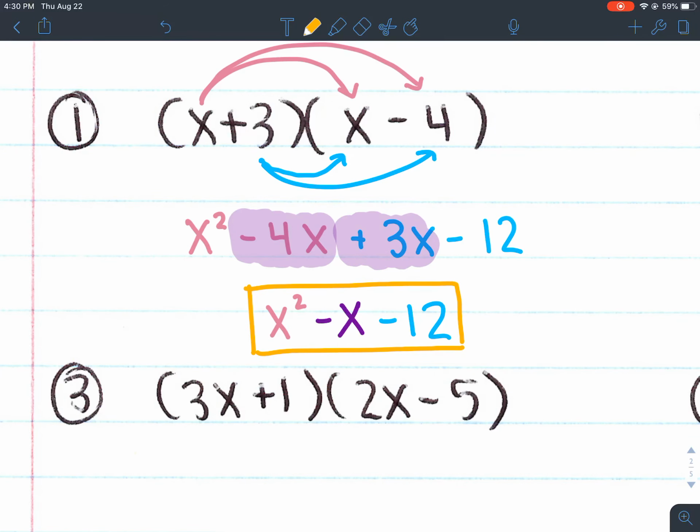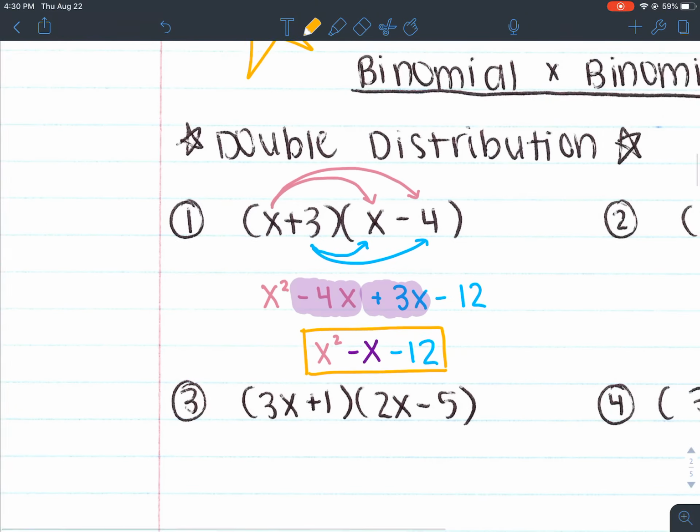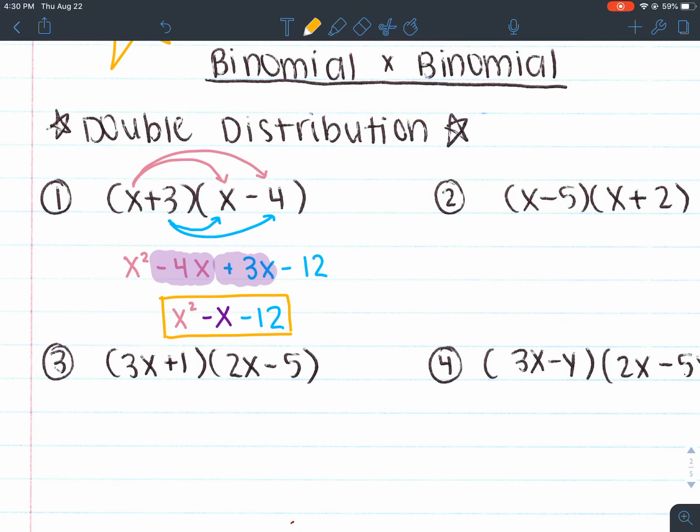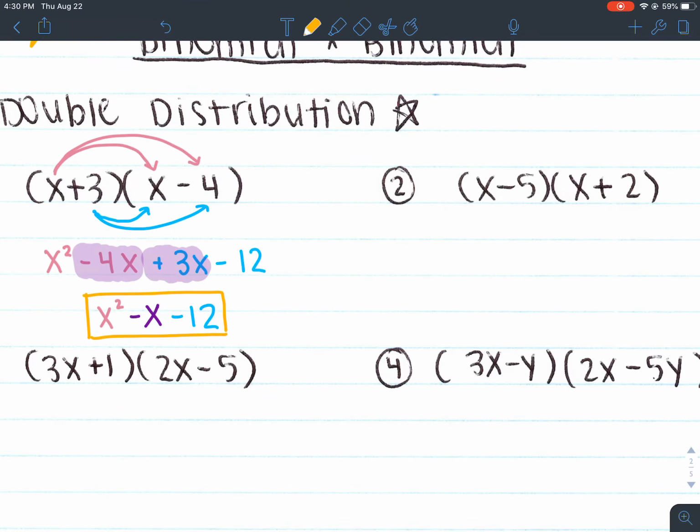Now, what would this be? Well, this would be a second degree trinomial, if I wanted to classify that. And most of the time when you're distributing or double distributing, you're going to have like terms. So always check for like terms.